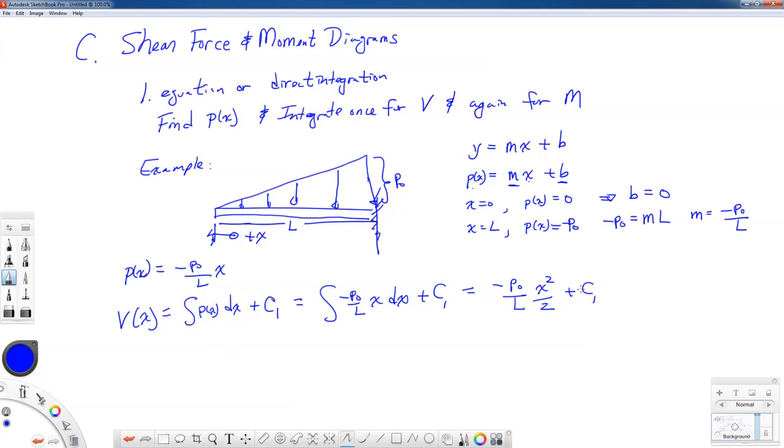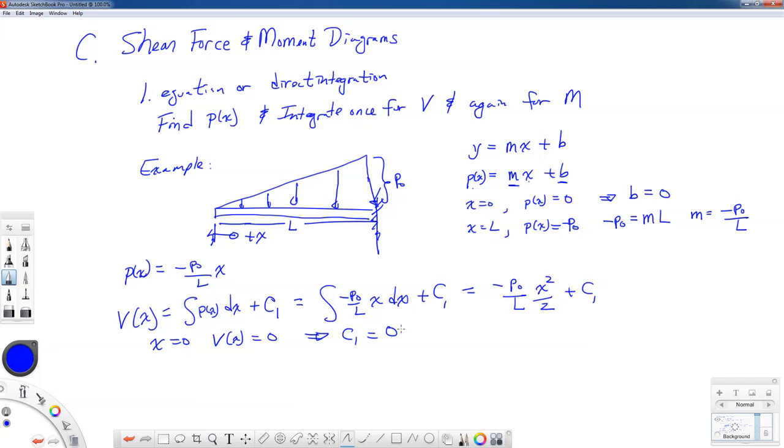Now the constant of integration in this case depends on the boundary condition on shear force for this beam. If we look at this beam at position x equal to 0, there is no shear force. So if we plug these conditions in, we will find out that C1 is equal to 0. It's not always going to be 0. If you have an applied force on the tip of the beam directed downward, then your internal shearing force will be affected by that downward directed force at the end of the beam.